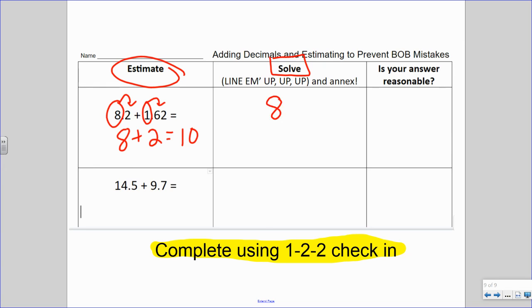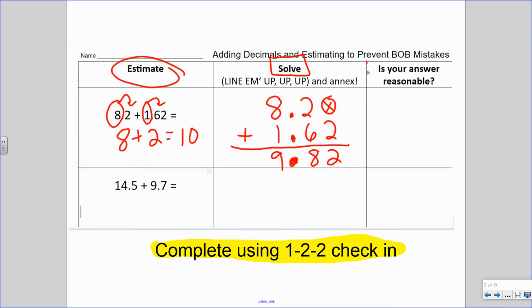So now I'm going to set up the actual problem. 8 and 2/10 plus 1 and 62 hundredths, making sure I line them up. Don't forget to annex in that 0. And now I'm going to go ahead and add. 0 plus 2 is 2. 2 plus 6 is 8. Don't forget that decimal point. If you want to start with the decimal point before you even start adding, that's fine too. And 8 plus 1 is 9.